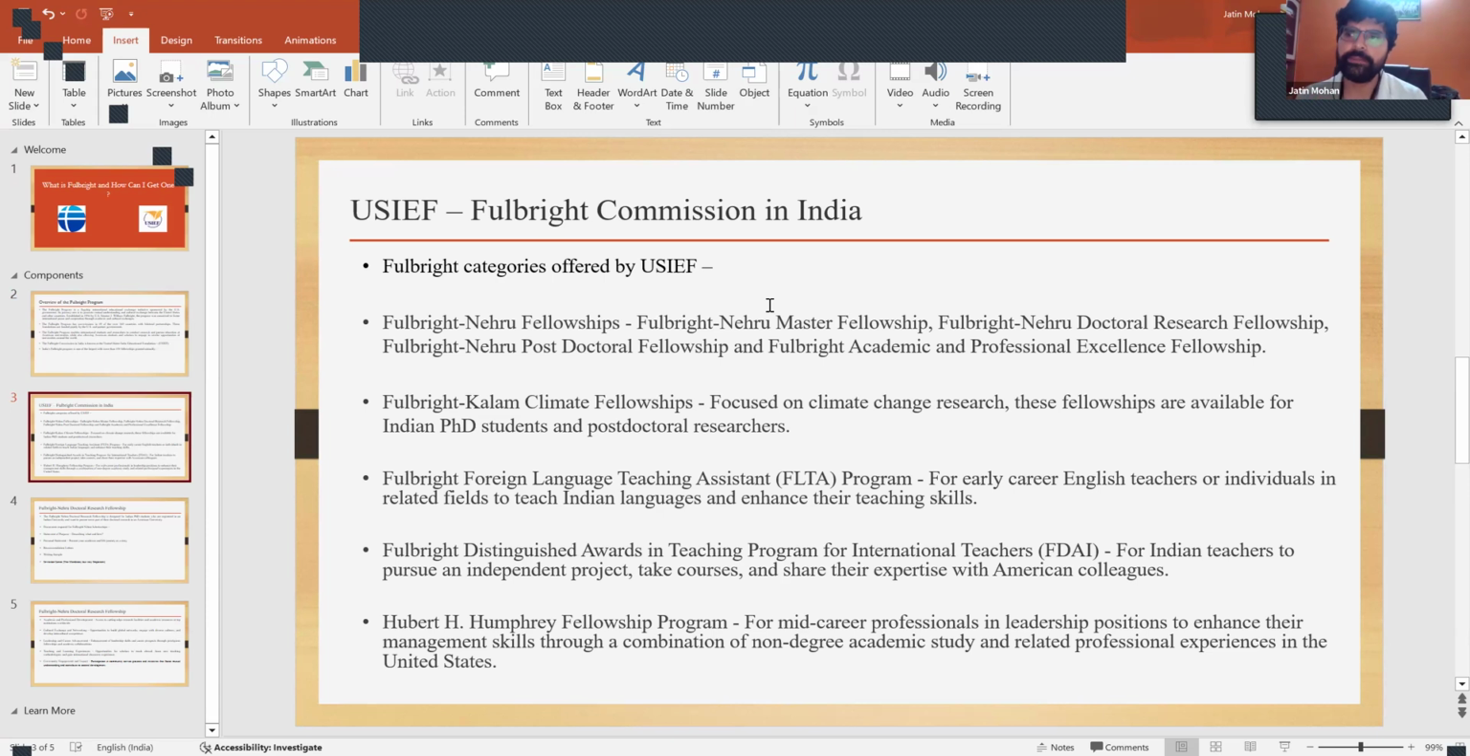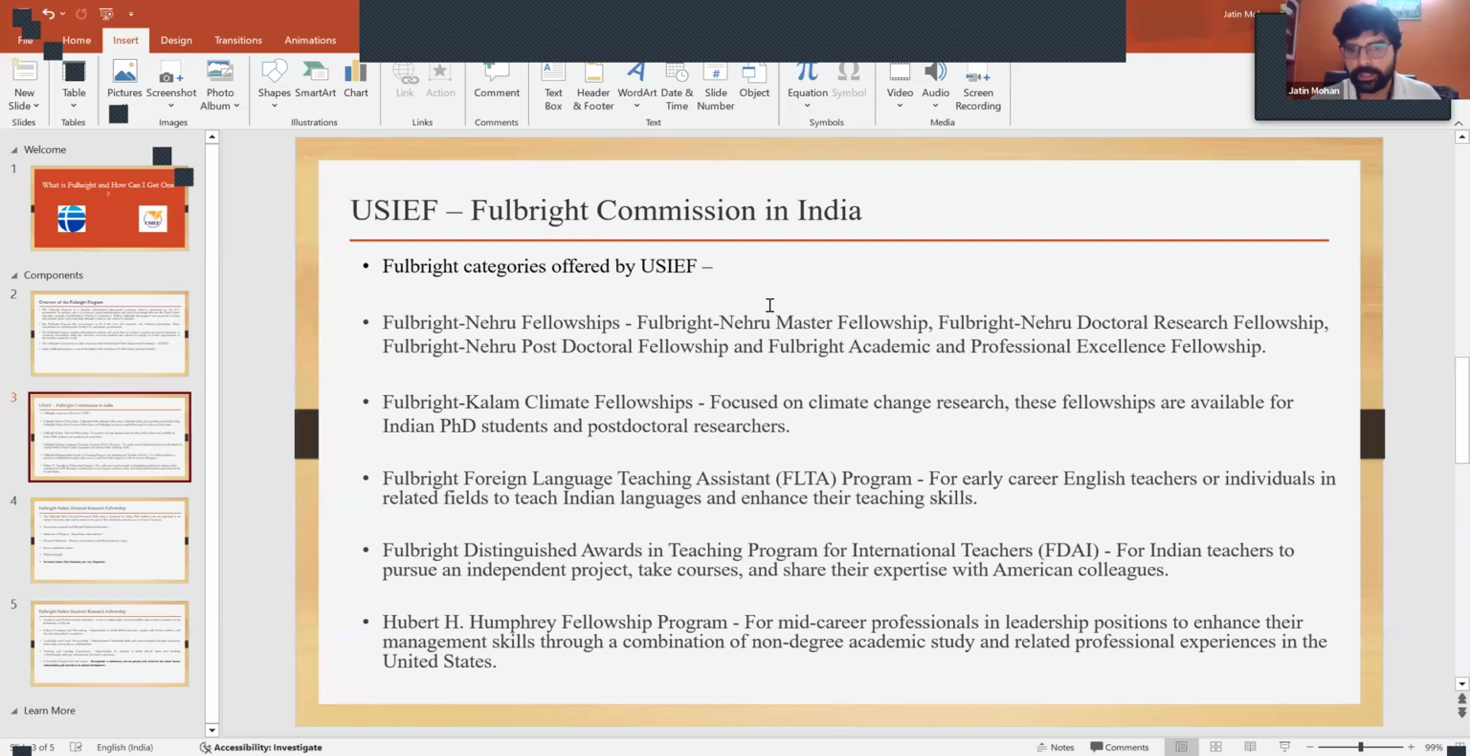Let's go over, in brief, what USIEF is and what categories they offer, and I'll discuss them slowly. The first category is Fulbright Nehru Fellowships. Interestingly, they're called Fulbright Nehru Fellowships because it's not just the US government funding this program, it's also the Indian government funding this program. So it's a bilateral partnership with the Indian government. That's why it's called Fulbright Nehru Fellowships.